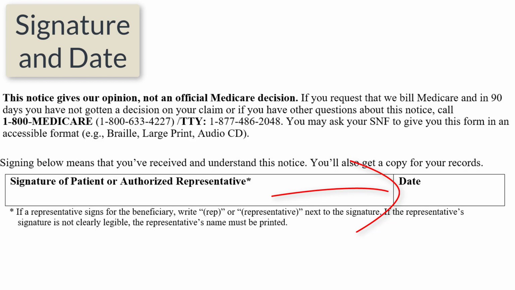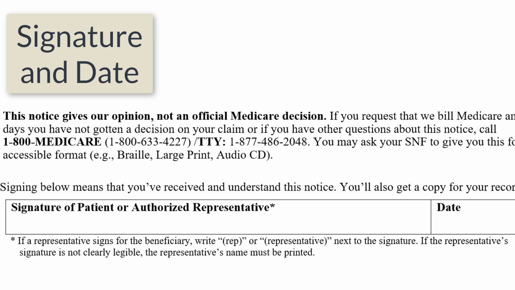The date should either reflect the date that the SNF gave the notice to the beneficiary in person, or the date contact was made to the beneficiary's authorized representative by phone. Write "rep" or "representative" next to the signature if signed by the authorized representative. The signature of the authorized representative must be legible. Print the authorized representative's name next to the signature if non-legible. If the beneficiary refuses to sign, add an attestation statement on the form indicating the refusal to sign.